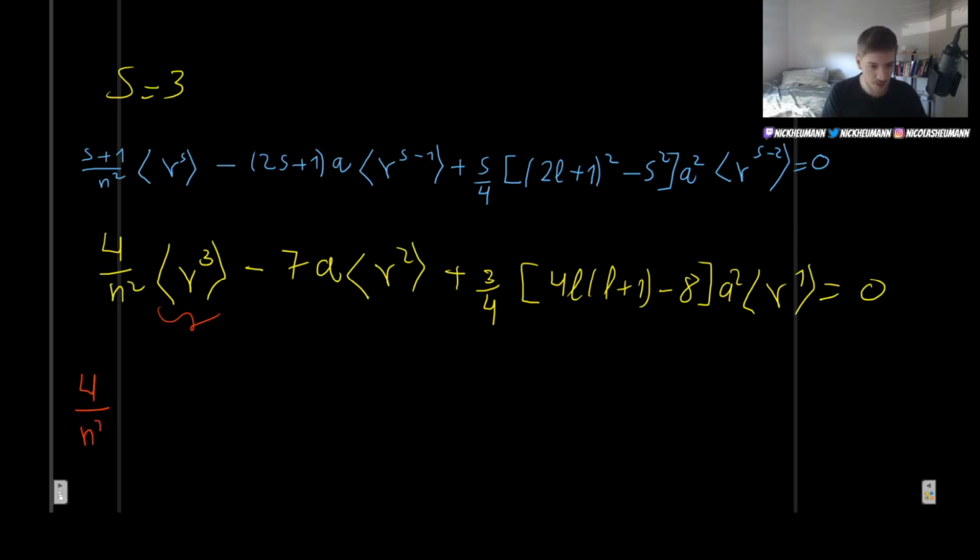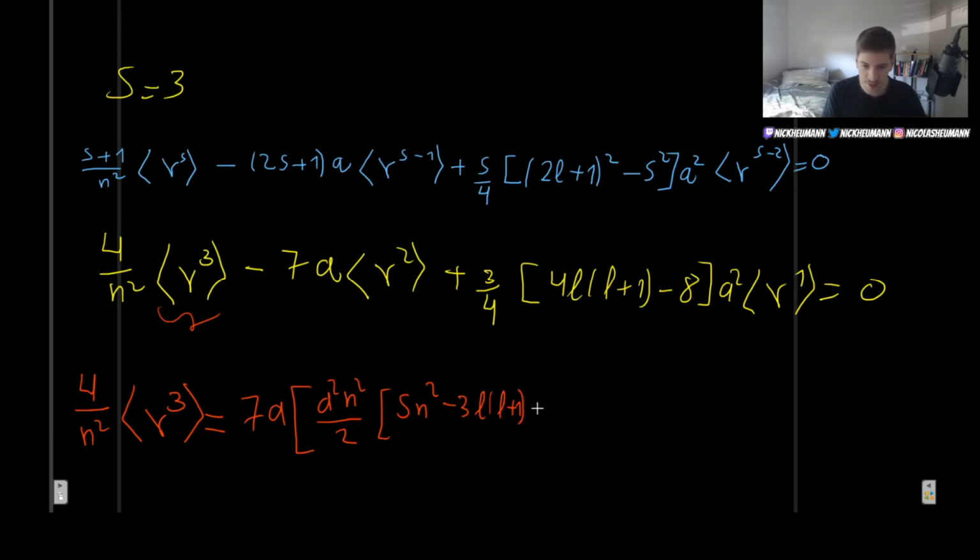So 4 over n squared, r cubed, this is equal to 7a times what we just found, which I already forgot, which is a squared n squared over probably 2, I think. Yeah. And then 5n squared minus 3l, l plus 1, plus 1. All right. So that is the first part, right? I didn't forget anything else? No. Okay. So that's this.